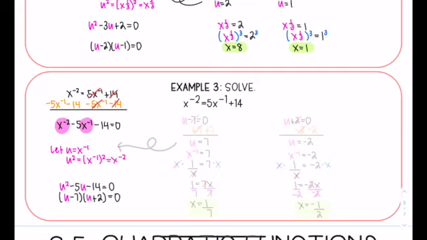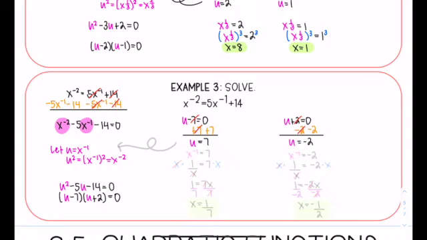We're going to set both pieces equal to 0. So u minus 7 equals 0 and u plus 2 equals 0. So we're adding 7 to both sides, and we get that u is equal to 7. And we're subtracting 2 from both sides. And so we end up getting u equals negative 2.